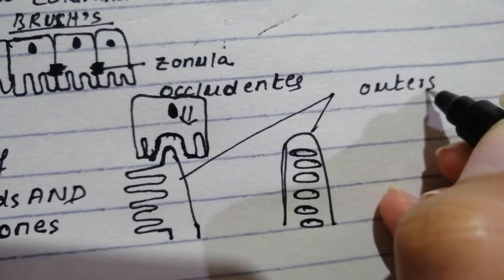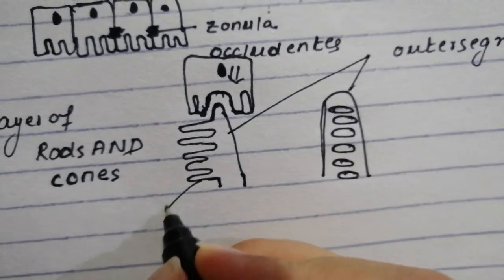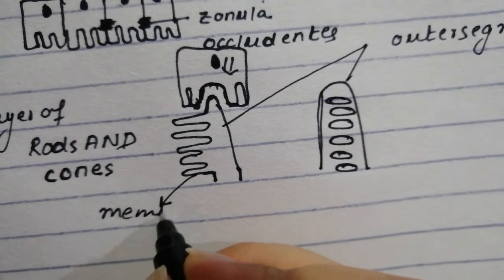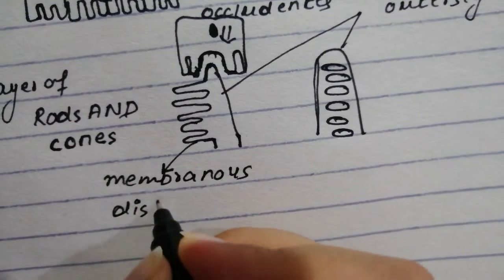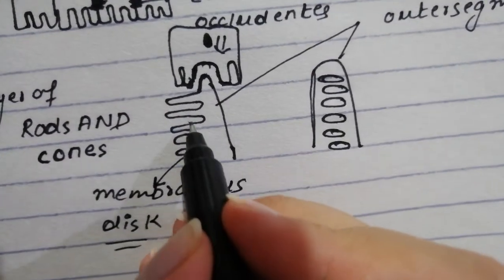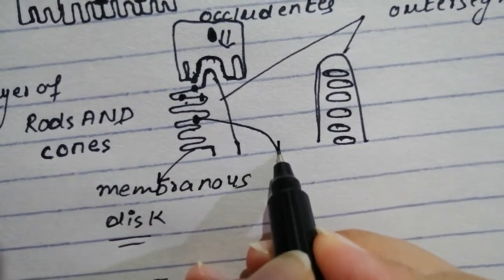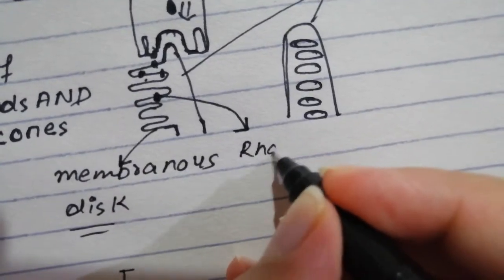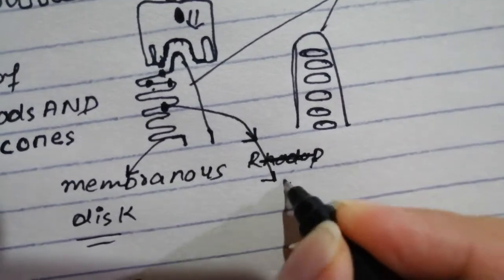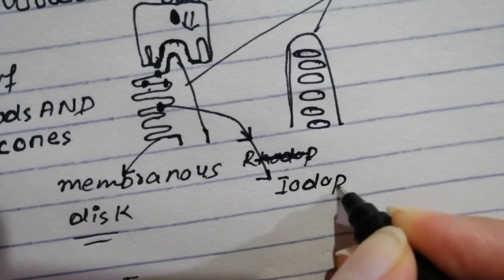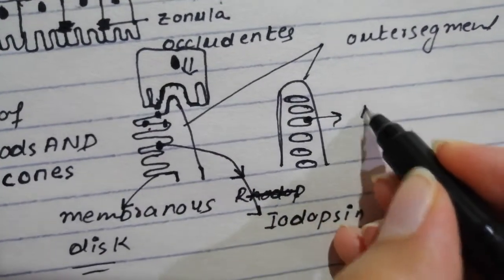And this part is known as the outer segment, and it is in the membrane of the outer segment, especially in these transverse striations known as the membranous discs, that a modified globular protein is embedded, which is also the photosensitive pigment. For example, let me draw it like this. In the case of the rods, it is known as rhodopsin. My apologies. In the case of the cones, it is known as iodopsin. In the case of the rods, it is known as rhodopsin.